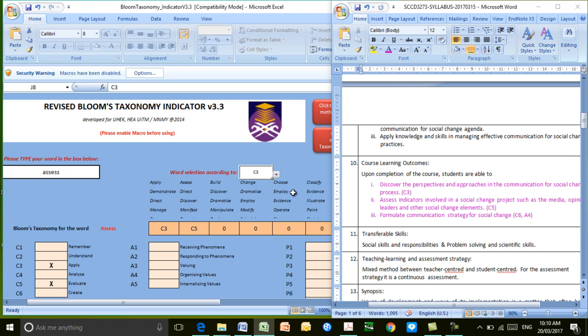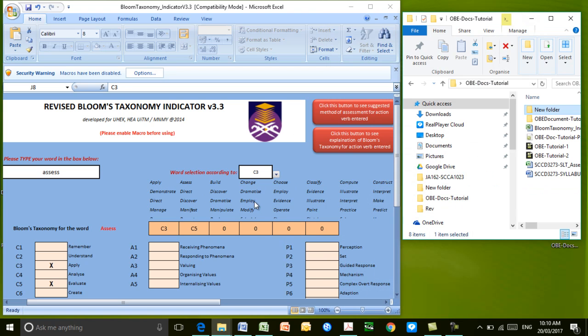These are the potential verbs that can be used to reflect cognitive level 3, which is apply. If you want to look for C4, cognitive level 4, which is analysis, these are the possible verbs that can be used to reflect the CLO level.